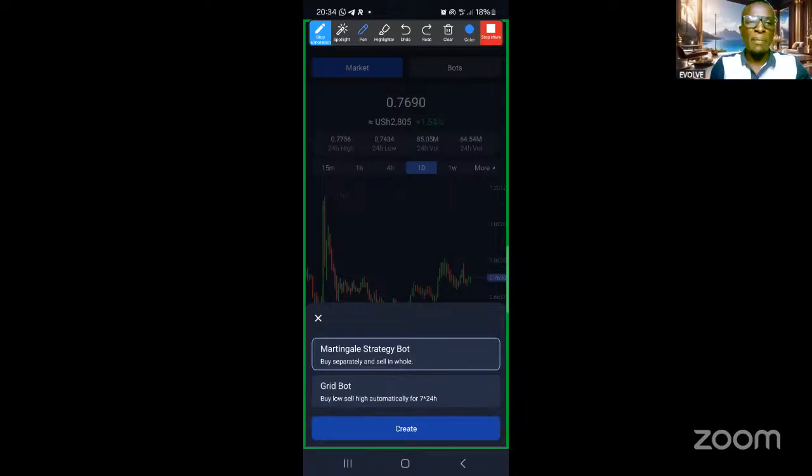You want to understand how the martingale strategy robot works, the concept of martingale. In that way, you are going to start creating your own strategy, coming up with your strategy, because you've understood the martingale strategy bot. So I want you to understand how the martingale strategy bot works. This is a type of strategy that is used in trading. So I will take you back to our user guide.